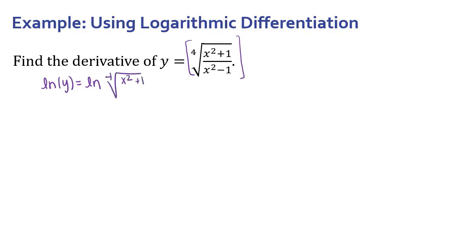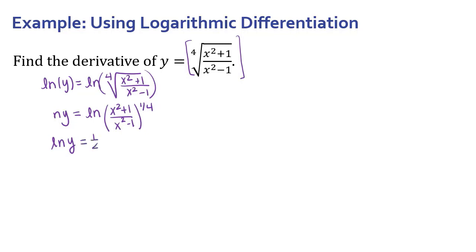And then once I do that, let's use those properties of logarithms to expand this out. So I'm going to get the natural log of y equals the natural log of, let's write this all as to the 1/4 power. So that gives me the natural log of y equals, I can move that 1/4 in front, the natural log of (x squared plus 1) over (x squared minus 1). Now at least I've gotten rid of that gross fourth root.